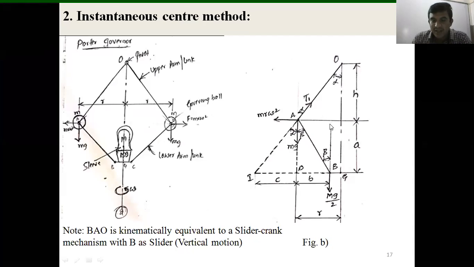It moves vertically up and down, and draw a line which is perpendicular to the movement here, a horizontal line. The intersection of AO, the extension of the OA line, and the line perpendicular to the axis of rotation through point B, those two lines intersect at a point called I, which is called the instantaneous center for the link AB.